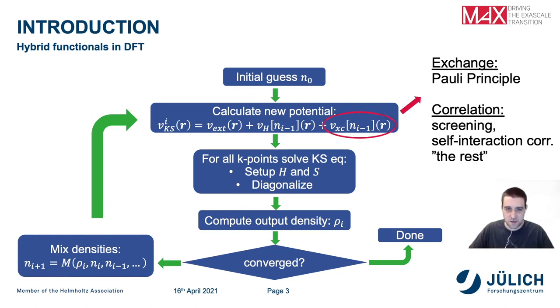So what goes into the exchange correlation potential? It's mainly two parts. The exchange is due to the Pauli principle. If you have two electrons, they're fermions, they can't occupy the same position in space. And the correlation is more or less everything else. So screening, self-interaction correction, and all other effects get put into the correlation. And with this, then we can do our usual self-consistency cycle, where we set up a Hamiltonian, diagonalize it, get the density, and mix it with the previous densities until it's converged.